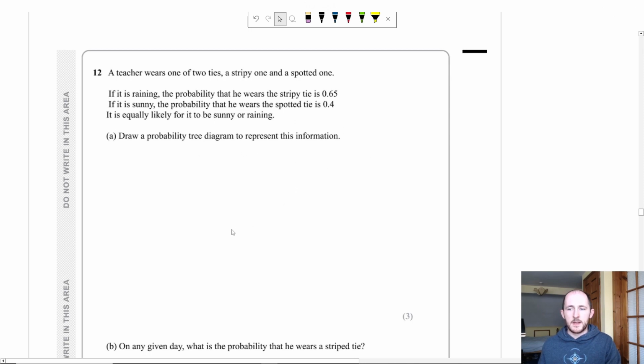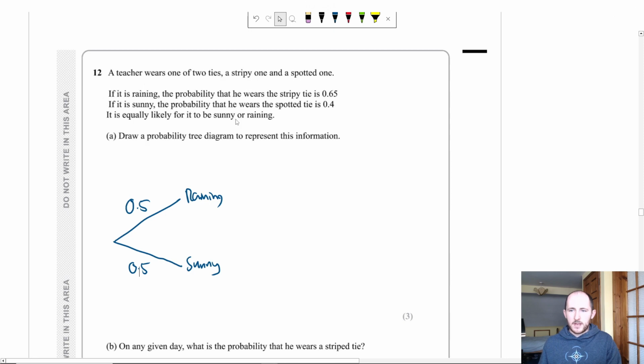Okay, here's what you do. The first probability is the condition. So if it's raining or sunny. So that's your first tree. Is if it's raining or sunny. So let's put raining on top because you know it's the UK. Okay. Now it says it's equally likely, which means they're both 0.5. And remember, across the branches should add to 1. So these two should add to 1, which they do.